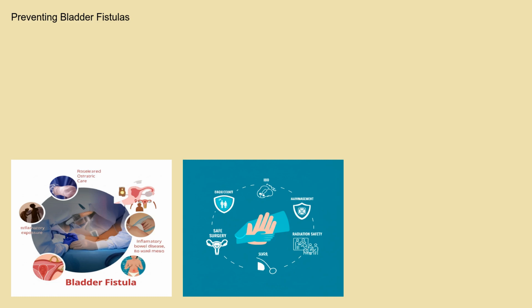Preventing bladder fistulas focuses on addressing the underlying causes. In developing countries, improving access to skilled obstetric care and emergency cesarean sections is crucial to prevent obstetric fistulas. Careful surgical technique during pelvic surgeries and minimizing radiation exposure can reduce the risk of iatrogenic fistulas. Managing inflammatory bowel disease effectively can also help prevent fistula formation. Promoting awareness about these risk factors is key to preventing this debilitating condition.